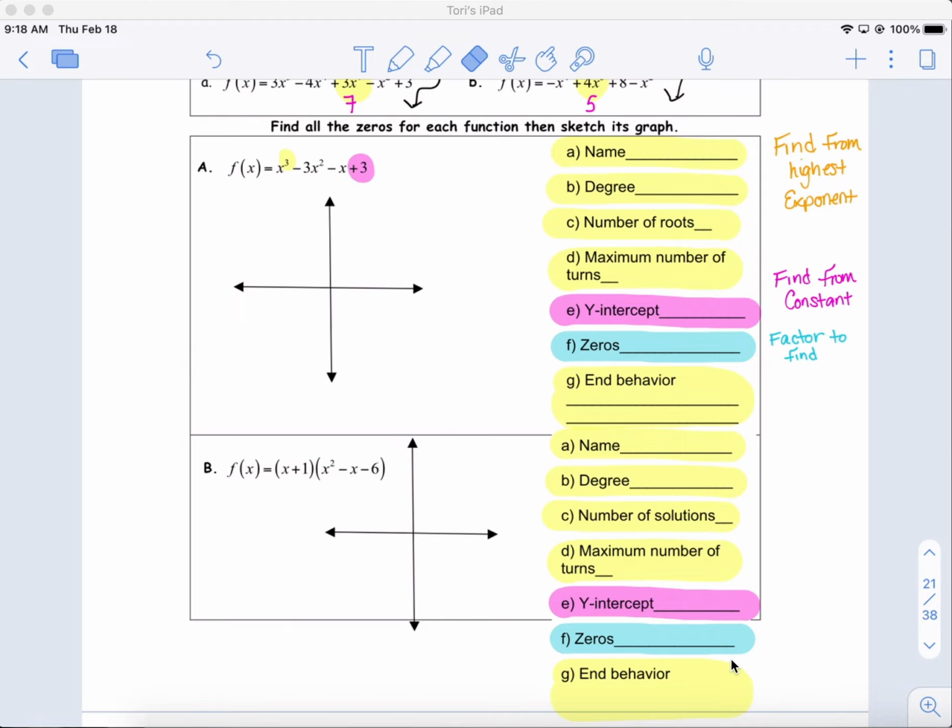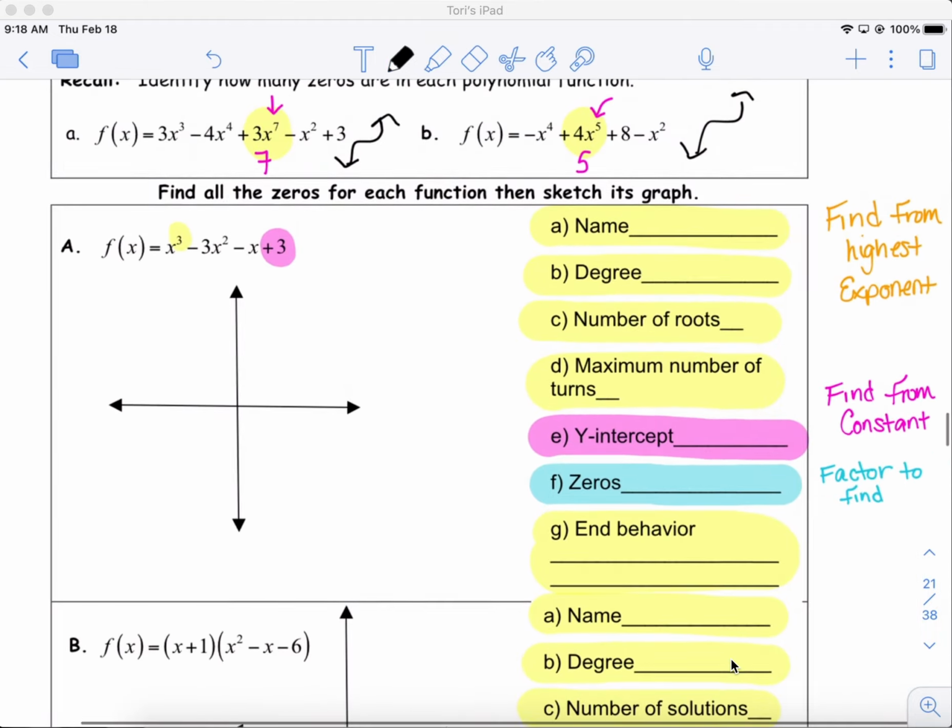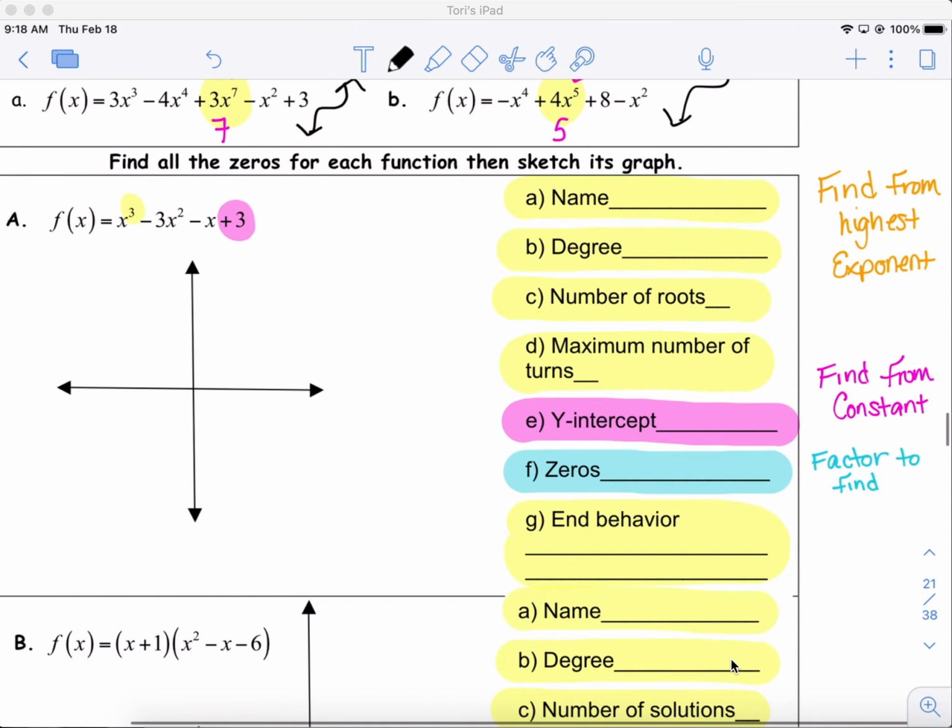Perfect. All right, so I'm going to be writing in black because everything's already color-coded. Let's start with A. A tells us everything that we can do in yellow from that highest degree of 3. So I know right now the name is cubic, the degree is 3, total roots is 3, maximum number of turns is 2, because remember that's 3 minus 1, so it's 1 less.